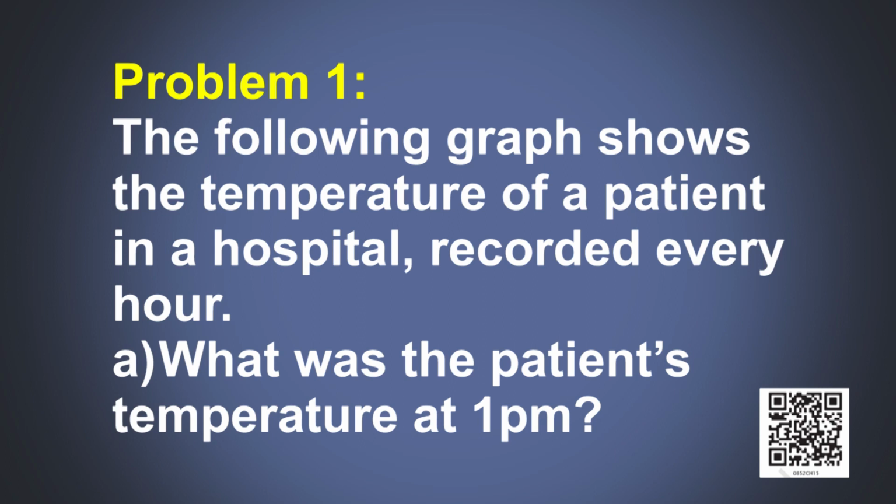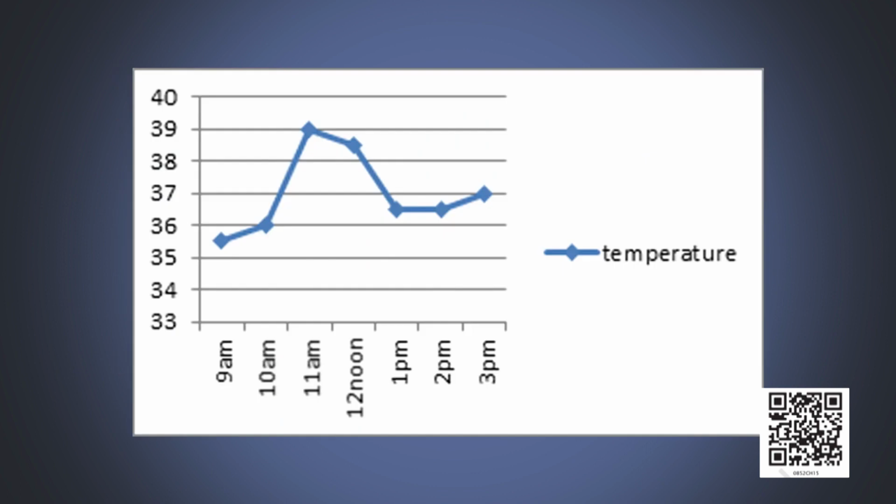So, now let us solve some more problems so that you can be clear with this. The following graph shows the temperature of a patient in a hospital recorded every hour. What was the patient's temperature at 1 pm? Now, look at this graph. Let us draw a vertical line at 1 pm. It will meet our line graph at this point. Then, what is the height of this point? It is 36.5, isn't it? So, the patient's temperature at 1 pm is 36.5 degrees Celsius.